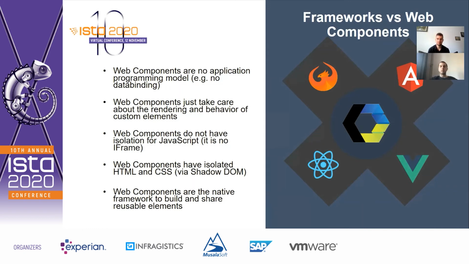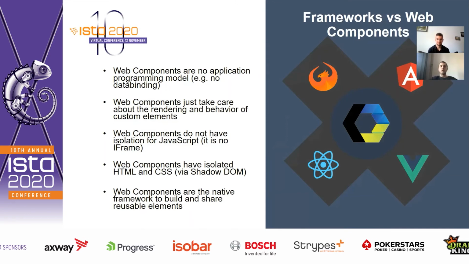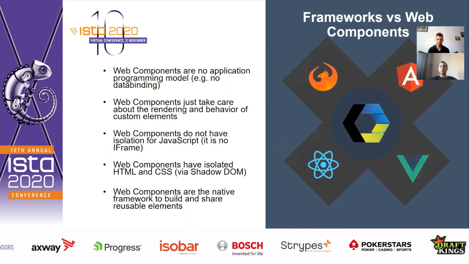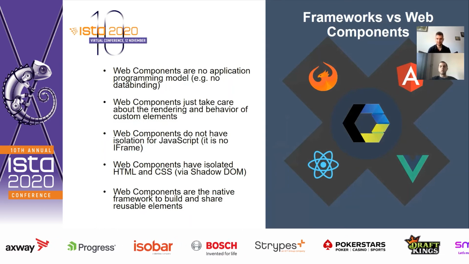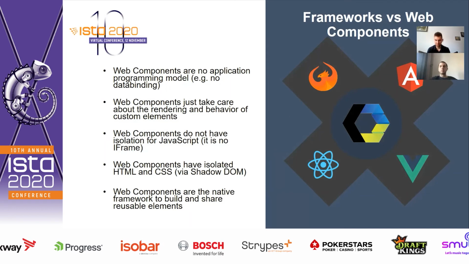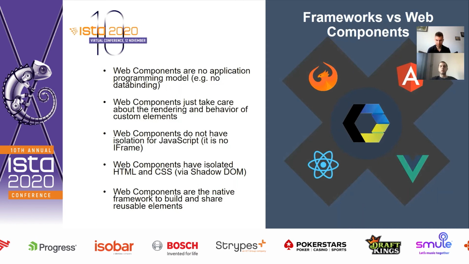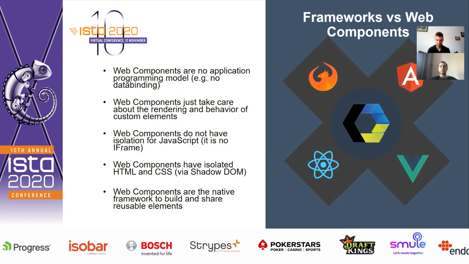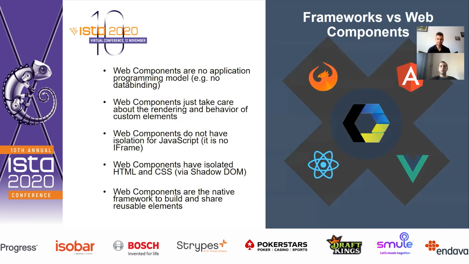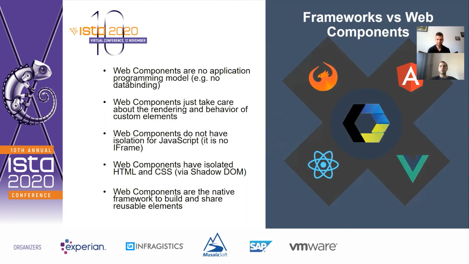One of the most important things about web components is that they're isolated via shadow DOM. This means that their HTML and CSS cannot be accessed from the document. This means that if we are trying to add a global rule, for example, a CSS rule, this would not be possible because the content of the web component is hidden behind this shadow DOM. I'm going to show you in the demo later what exactly the shadow DOM is. And basically, web components are the native framework to build and share reusable elements.